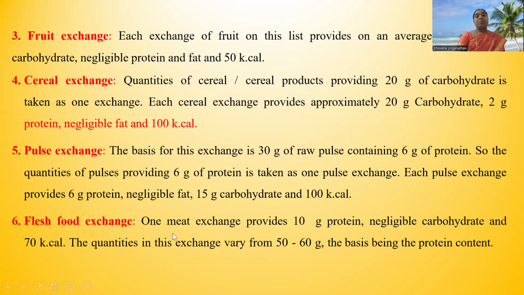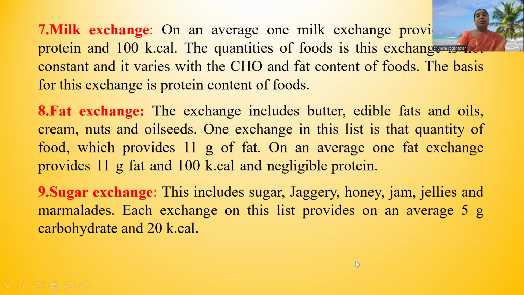Flesh foods: one meat exchange provides 10 grams of protein, negligible carbohydrate, and 70 kilocalories. The quantities in this exchange vary from 50 to 60 grams. This is on the protein. Milk: the quantity in the exchange is constant, with varying carbohydrate and fat. It provides protein, and 100 kilocalories for this exchange.